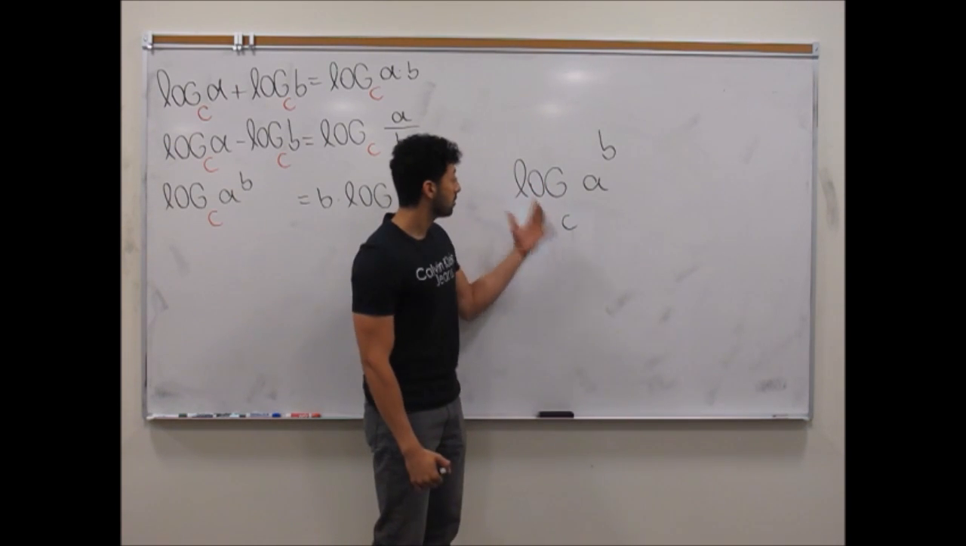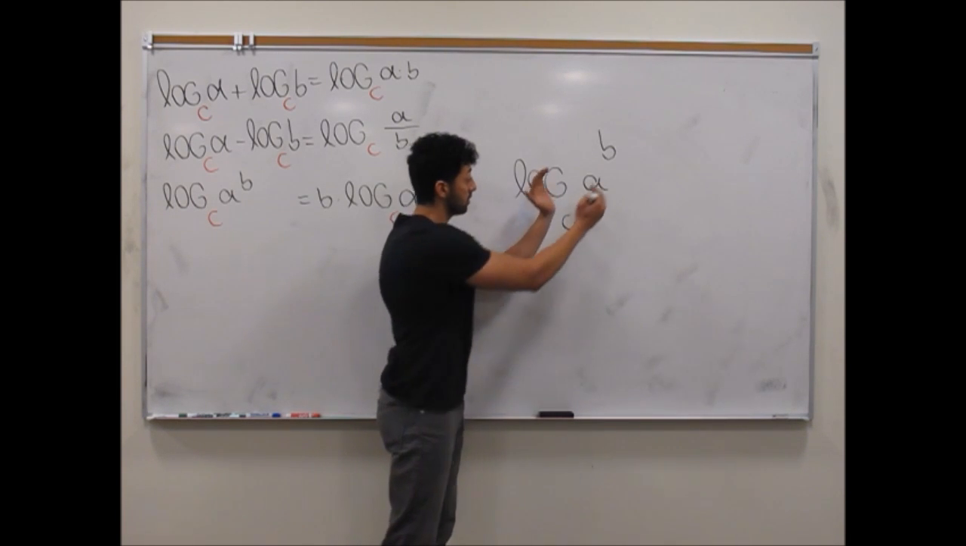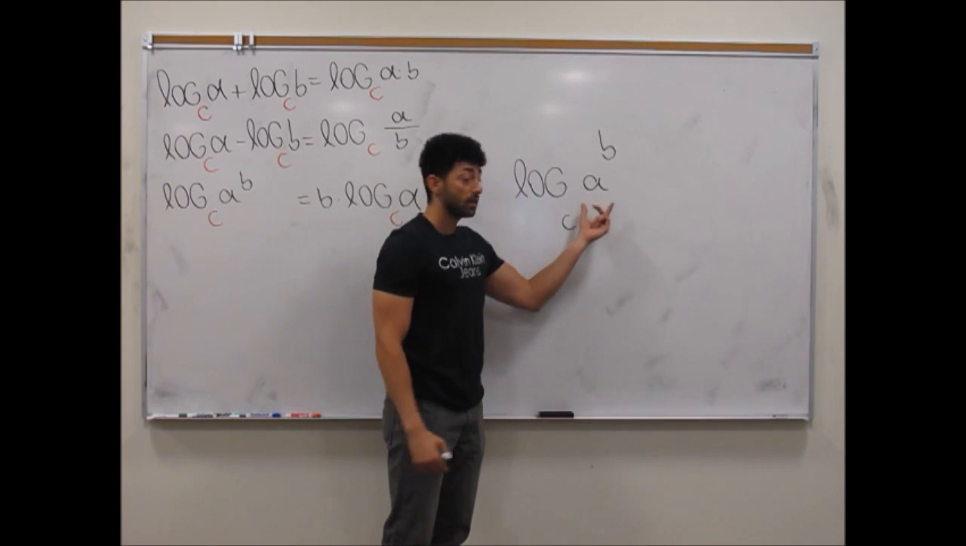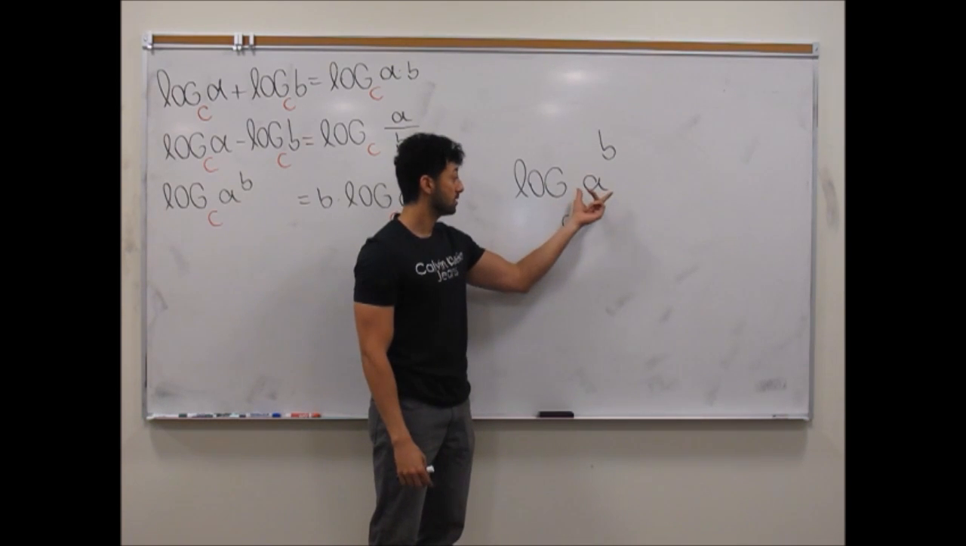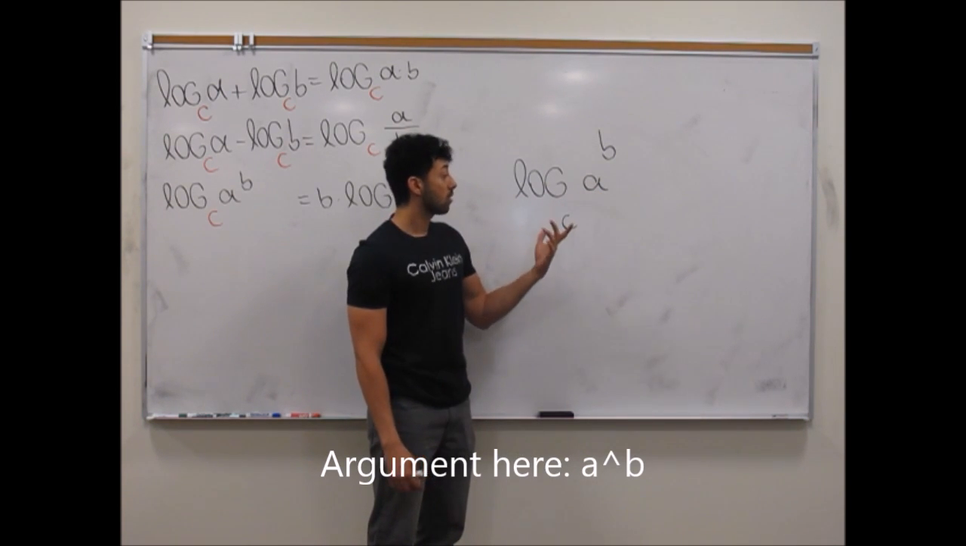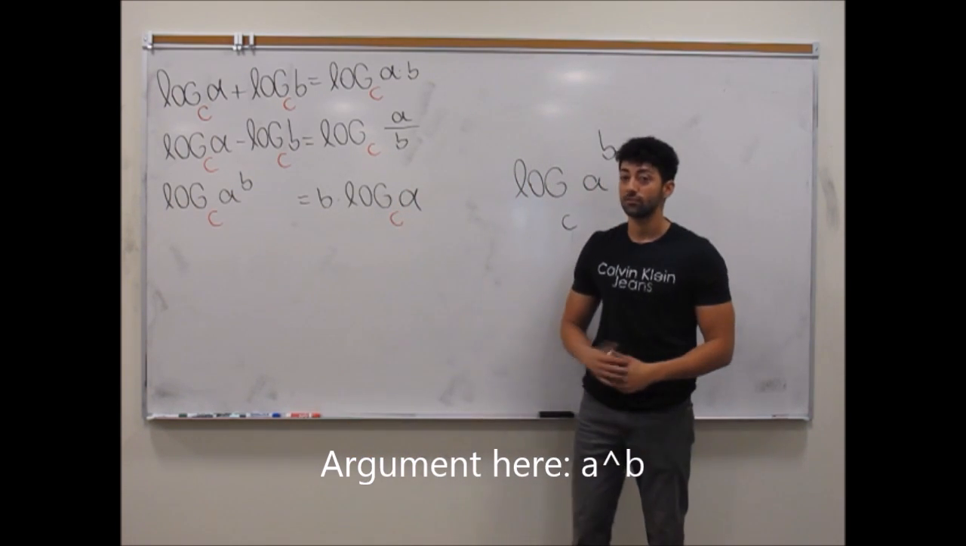So when you look at a log, there's like 3 parts to it. There's the base, there's the inside of the log, and then there's the exponent. So when we're talking about the argument, we're just talking about the piece that's inside the log. So the argument here would be 8. Alright, so we're just going to go ahead and start on some examples.